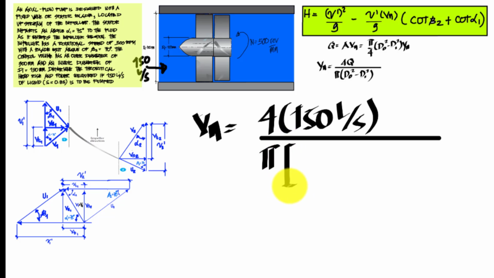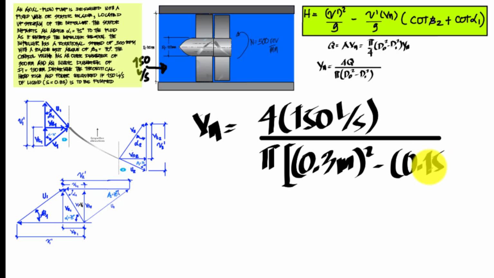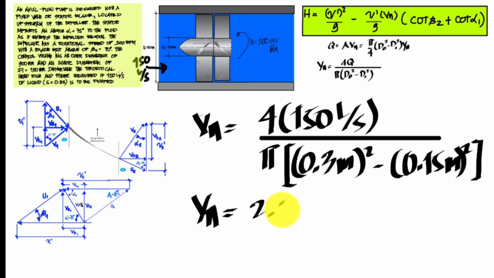So that would be the outside diameter, which is 300. So we have 300, and convert that one in meters, so it will be 0.3 meter. Square this one minus that 0.15 meters, square this one and close bracket. So my normal velocity is equal to 2.83 meter per second. Okay, so we have already the normal velocity.